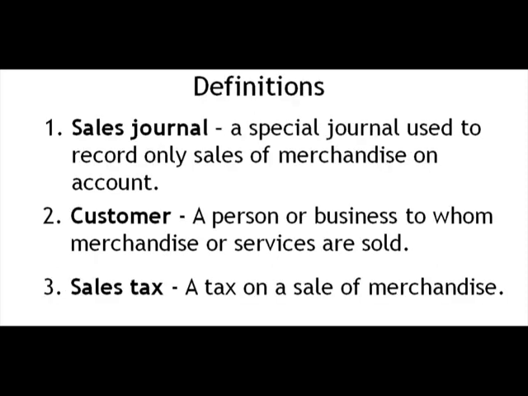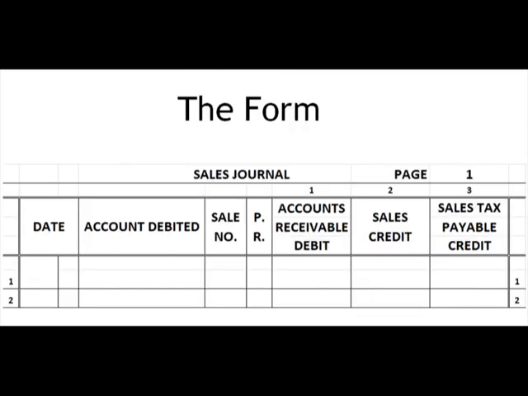Before we analyze transactions for recording in the sales journal, let us first define the following terms. Sales journal is a special journal used to record only sales of merchandise on account. A customer is a person or business to whom merchandise or services are sold. Sales tax is a tax on sale of merchandise. This shows the form that we will be using in recording sales on account transactions.